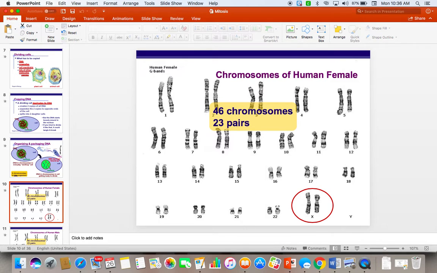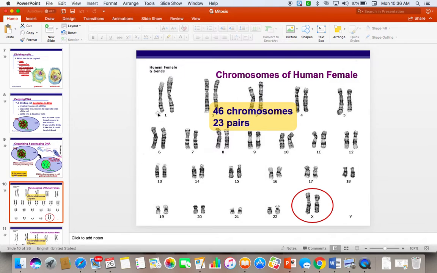So remember that this chromosome may have come from your mother, and this one may have come from your father. And they have the same information on them. And this is called a homologous pair. So the prefix homo, H-O-M-O, in science means same. So there's the same genes on this one as there is on this one, okay?